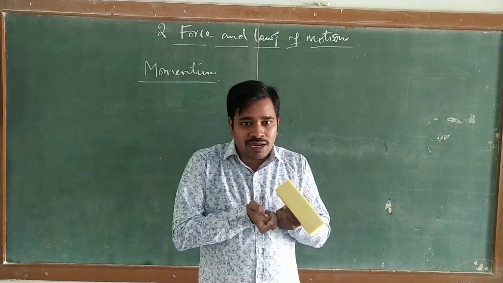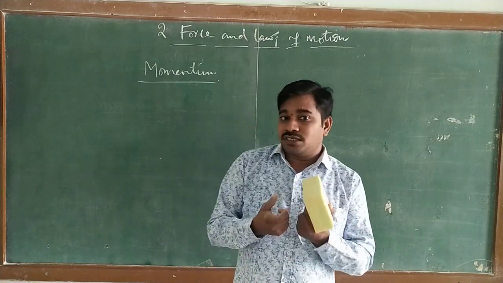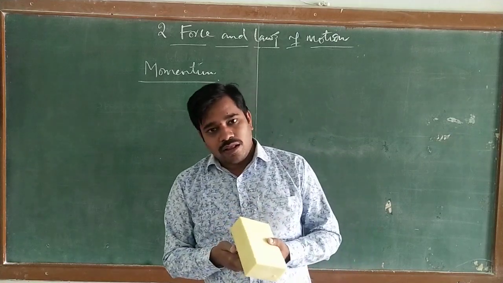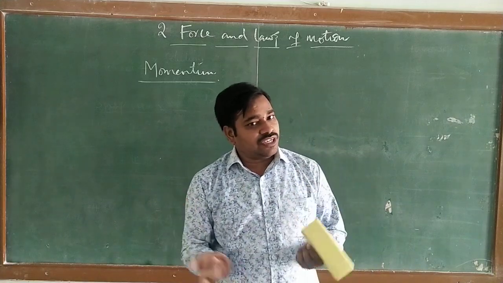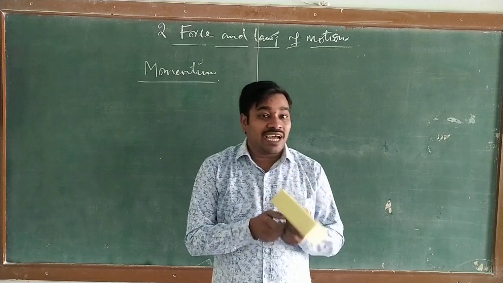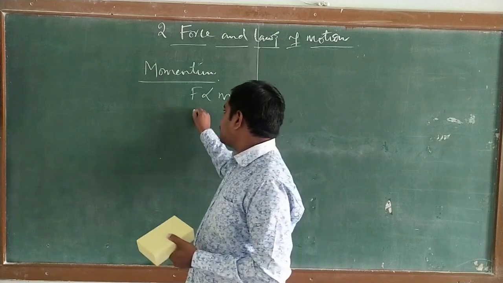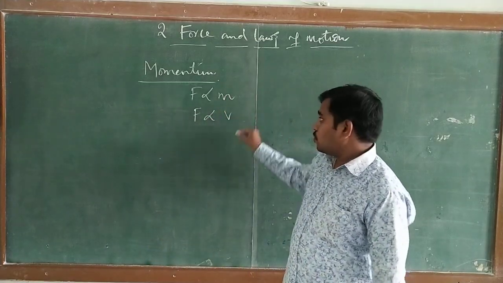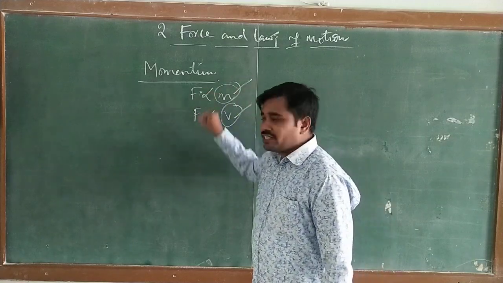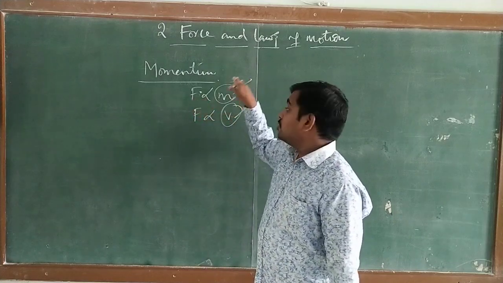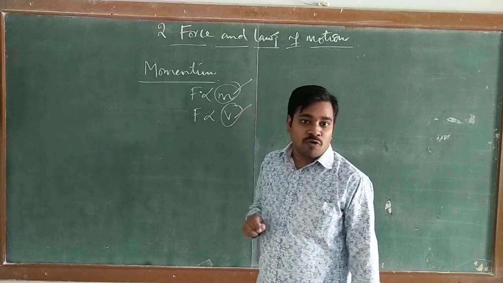Even if a cricket ball and a tennis ball are projected with equal velocity, more force is required to stop the cricket ball because the mass is more. For example, if two cricket balls of the same mass are projected with different velocities, more force is required to stop the ball coming with higher velocity. So force is proportional to mass and also proportional to velocity. Whenever a moving body has greater mass and greater velocity, more force is required to stop it.